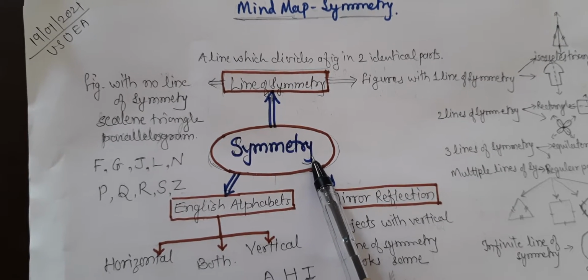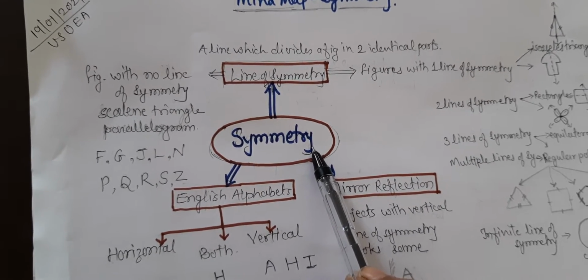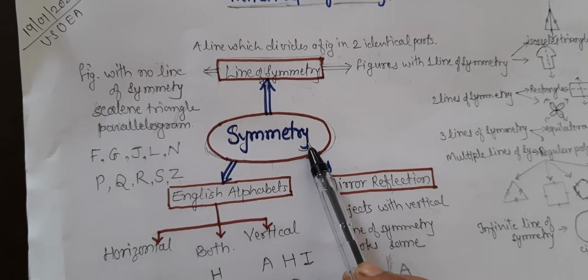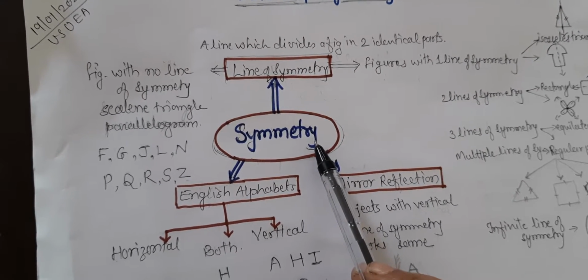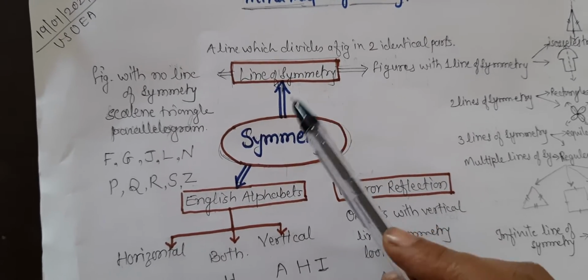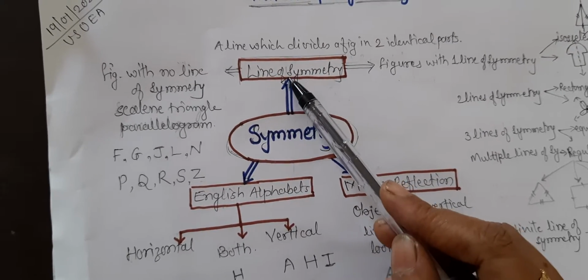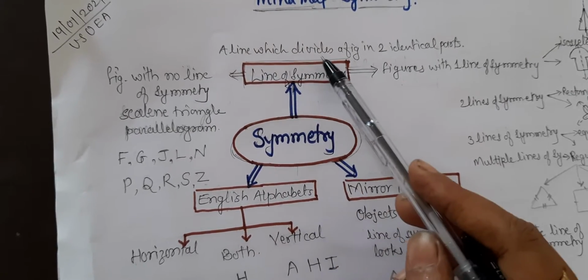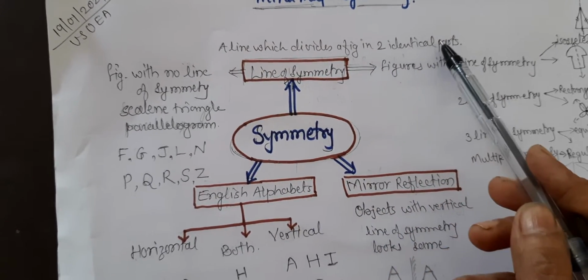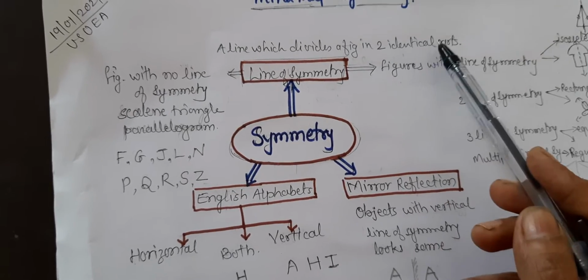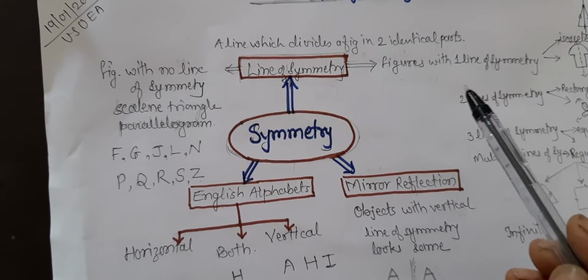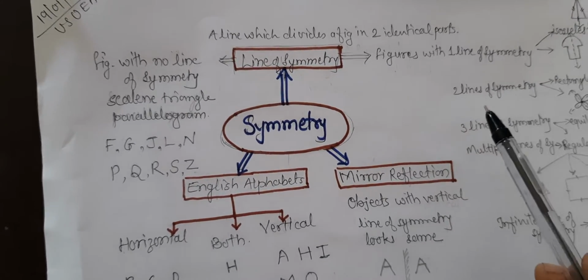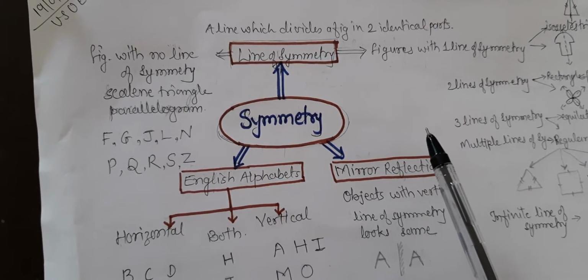Symmetry. Very first, we have seen that a figure which can be divided into identical parts can be called a symmetric figure. For that, it will have the line of symmetry. Line of symmetry means that line which divides a figure into two identical parts. Identical parts means which can exactly overlap each other. For example, our right palm and left palm are identical.